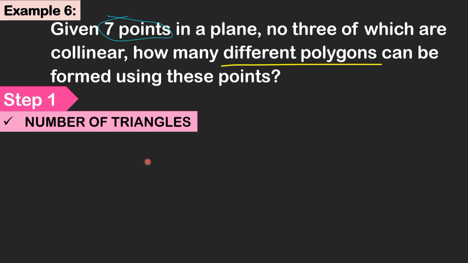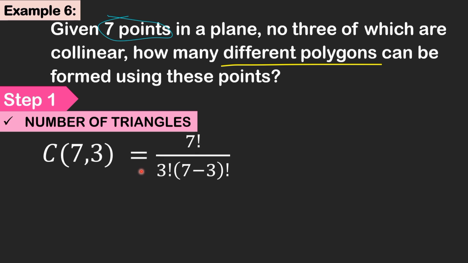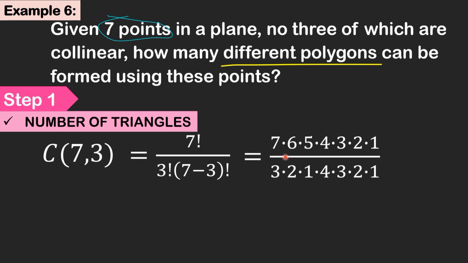A triangle is formed by choosing 3 points out of 7 given points. The number of ways to choose 3 points out of 7 is given by the combination formula, combination of 7 taken 3 at a time. The n is 7, the r is 3. Substitute this to the combination formula. Expand, simplify by cancellation. Then this is equal to 35.